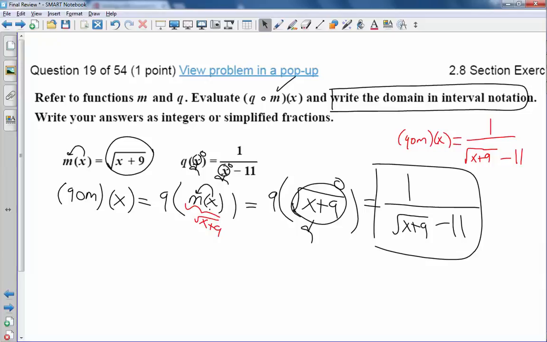Negative 9? Just negative 9? Only negative 9? If I put negative 9, it's 0. Yeah, I can compute it. That's it? There are more, right? Which side of negative 9? More than negative 9 or less than? Less than. Okay.